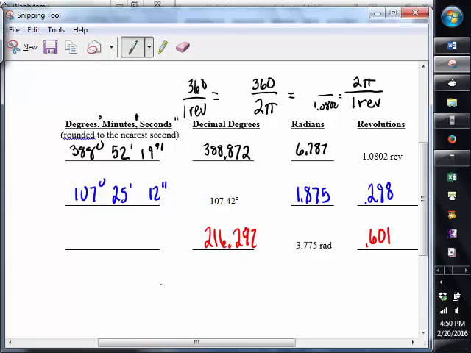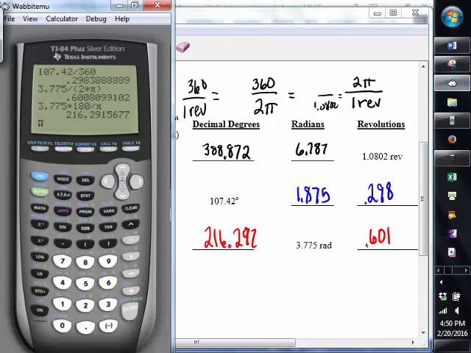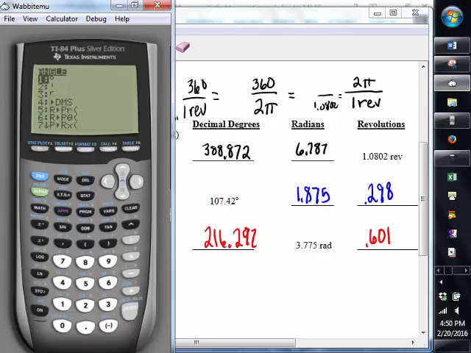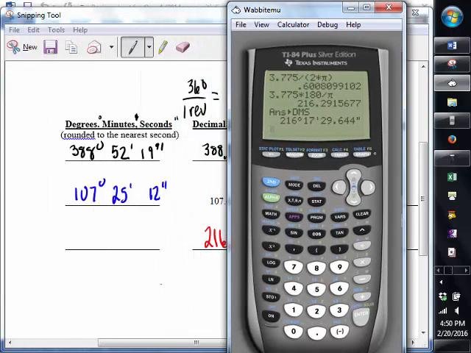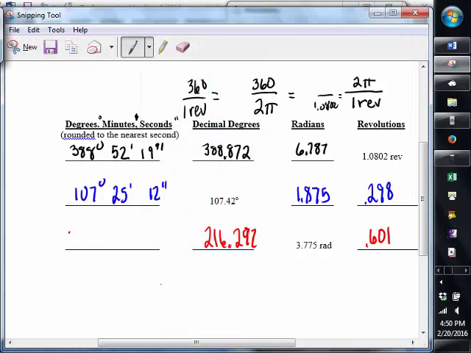And then to convert that into degrees, minutes, seconds, angle 4, and it's 216, 17, 30. All right, next one.